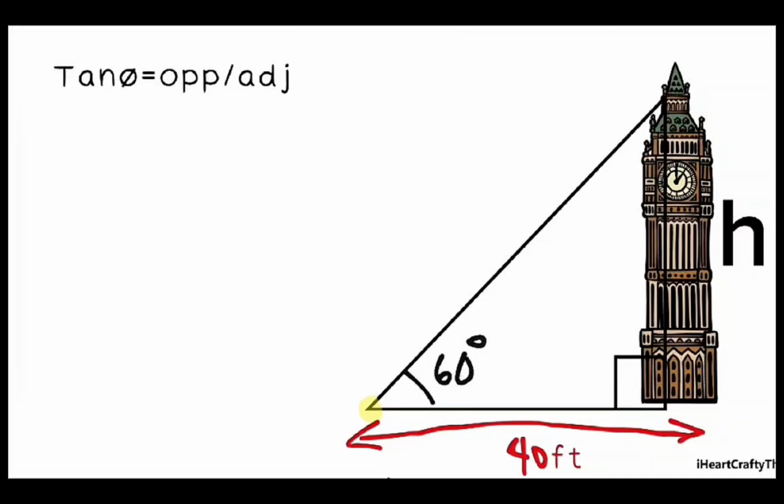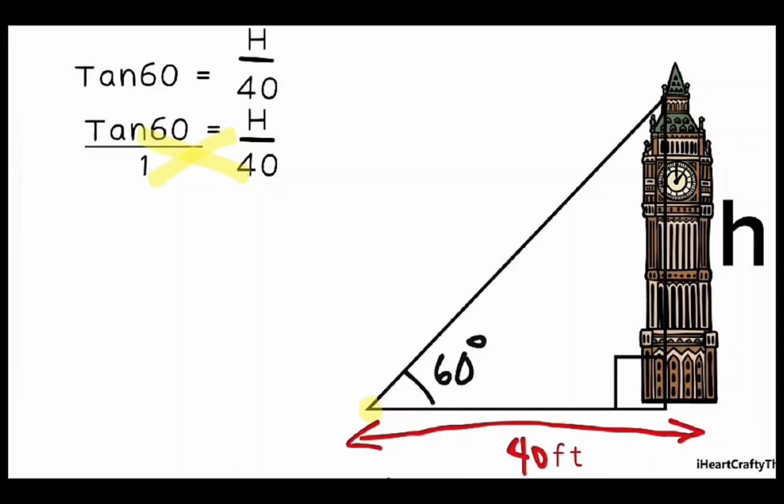In this problem, we can use the identity tangent equals opposite over adjacent. We are trying to determine the height of Big Ben. The height can be expressed with the variable h, which is going to be our opposite side, and our adjacent is going to be 40. Since we're also given the angle of 60 degrees, we can use it in tangent theta. So tangent of 60 is equal to h over 40. Let's solve for h by cross multiplying.